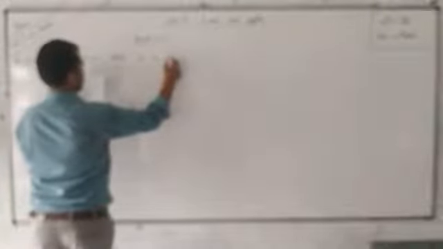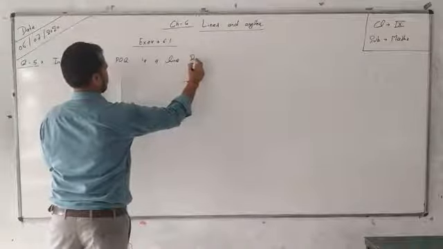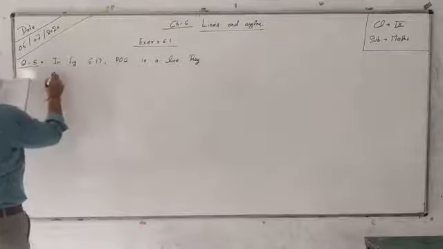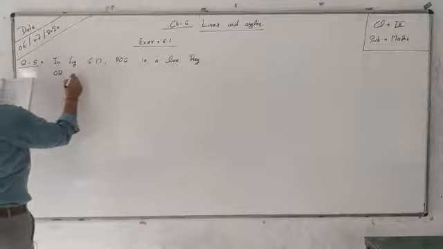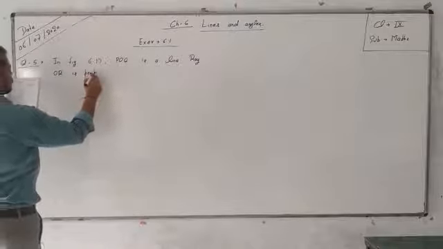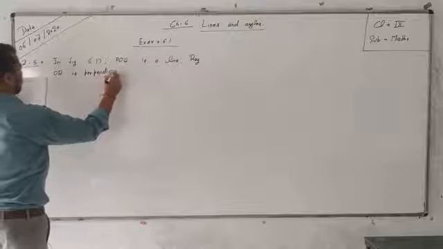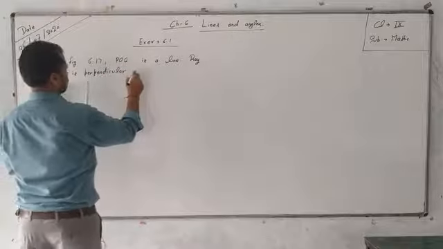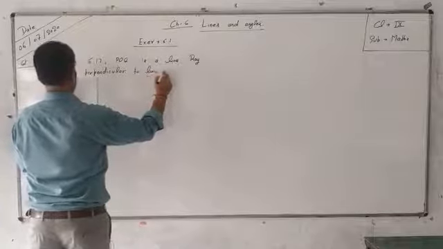5. First of all, I am going to write the question. Question is what? In figure 6.17, POQ is a line, ray OR is perpendicular to line PQ.